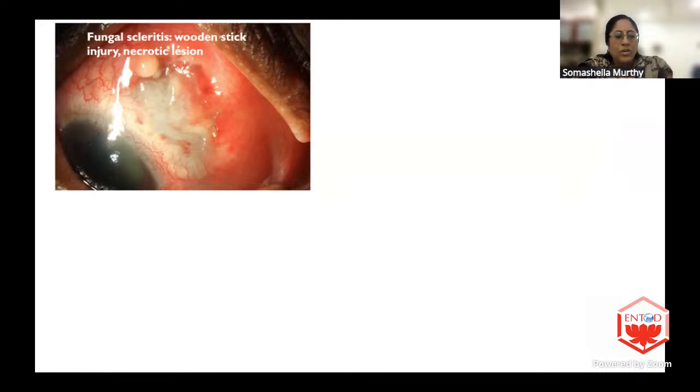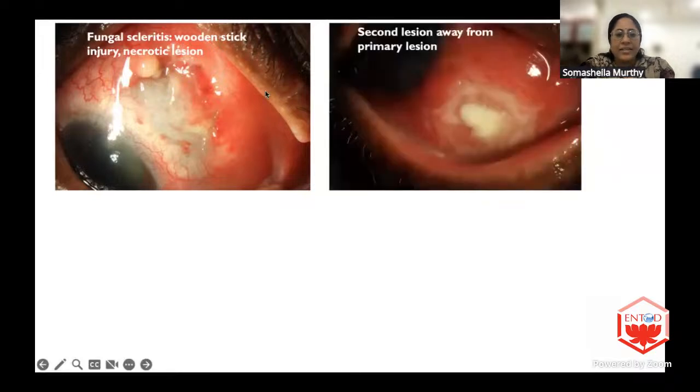Two very important factors in history for me are history of trauma and history of recent surgery. When I have these two factors, I try my best to make sure that I'm not missing an infection. Sometimes infections can be very obvious. This is a patient who had a wooden stick injury. This is the primary lesion, with a lot of necrosis going on. This is another lesion, away from the primary lesion. You can see a lot of discharge, there is pus at the base of the lesion, and there's slough. So this is very obviously infectious scleritis.